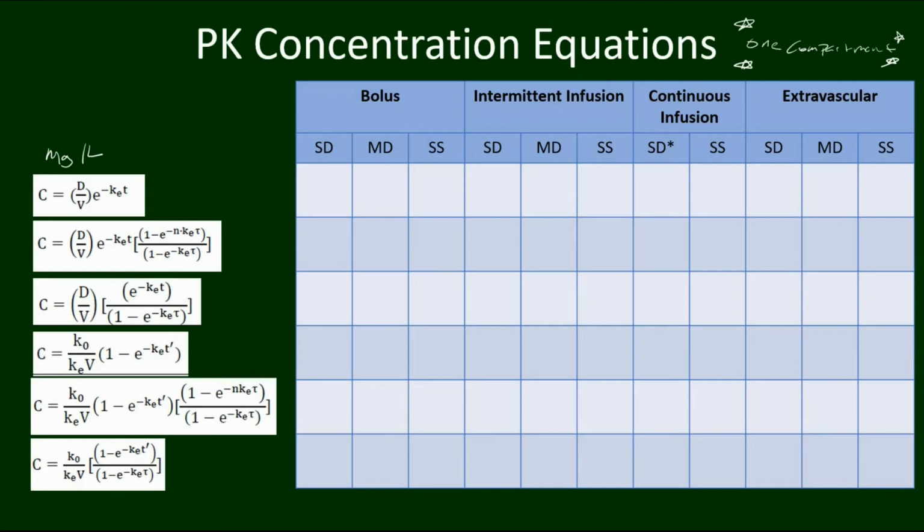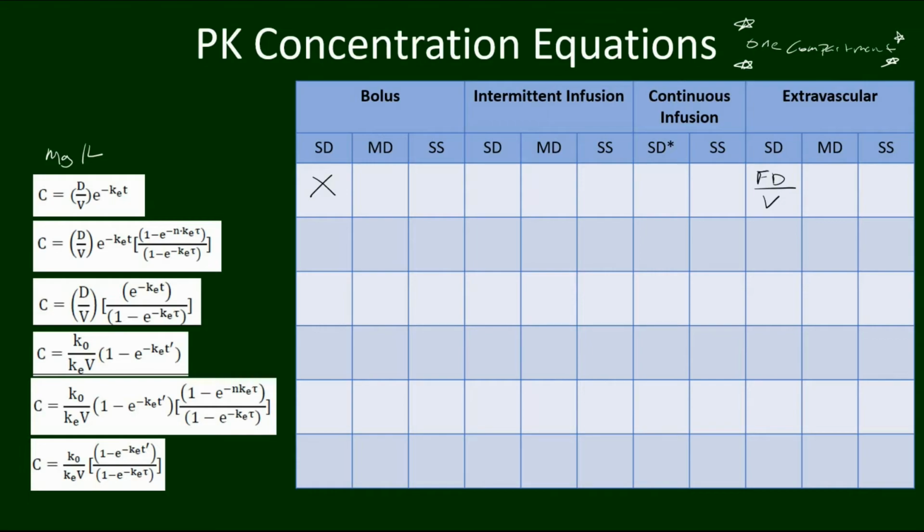C equals dose over volume times e to the minus Kel t, little t being time. And which scenarios does this apply for? That's for a bolus single dose and for an extravascular single dose. The only difference being that you have to add in the bioavailability factor, F times D over V. So you put the F in the numerator with the dose for an extravascular dose.